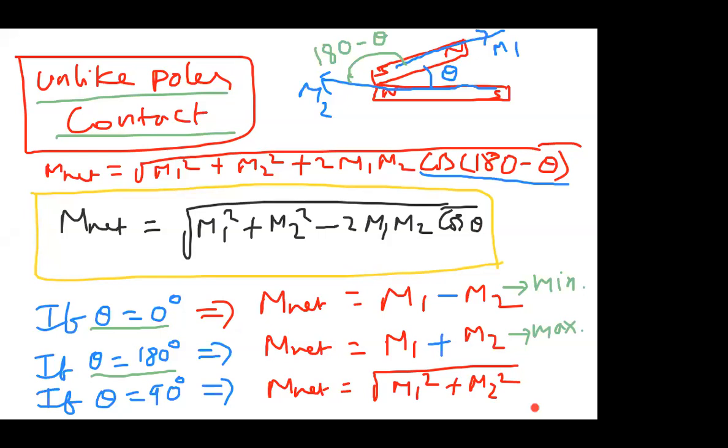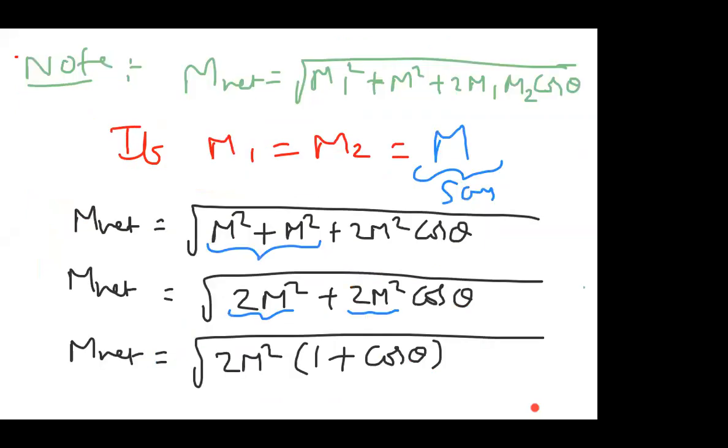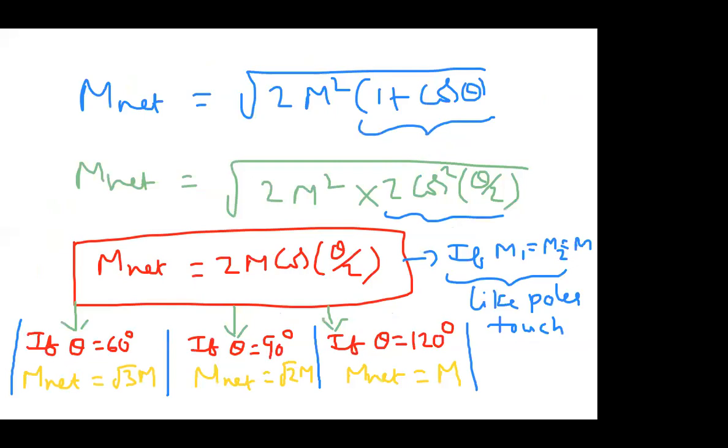So I hope this is clear to you now. Let us observe the net magnetic moment formula: M1 square plus M2 square minus 2 M1 M2 cos theta. Everything is the same, just remove the plus sign and substitute a minus sign instead. So what is 1 minus cos theta? You have to know this.